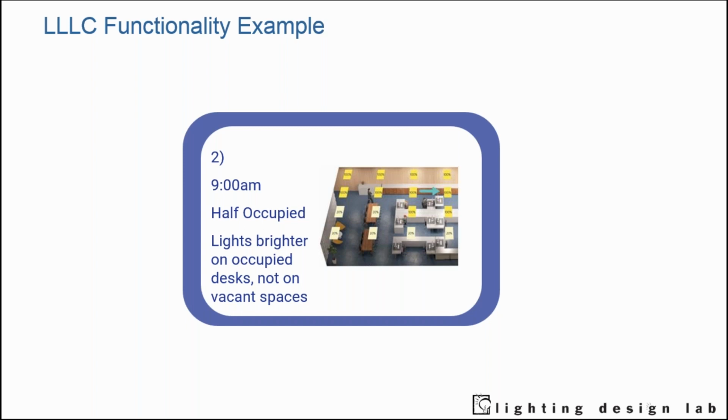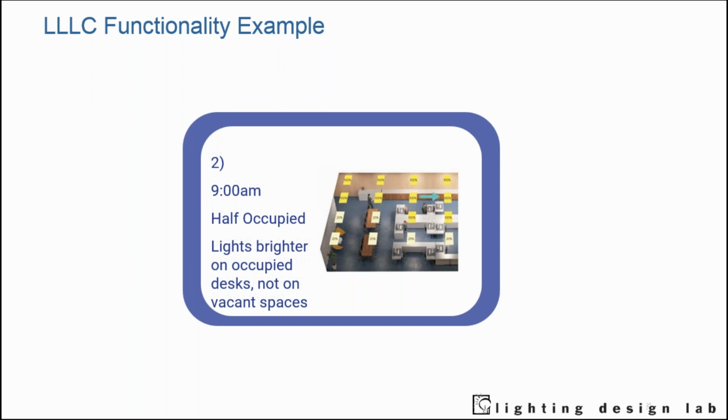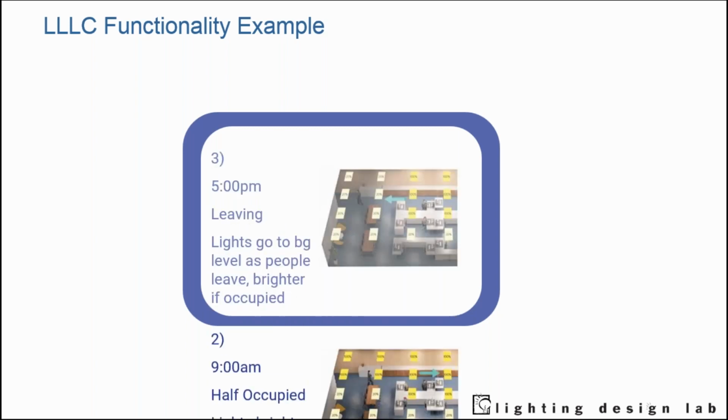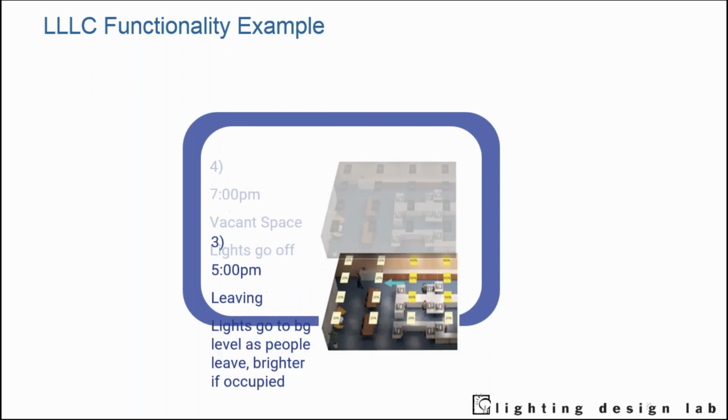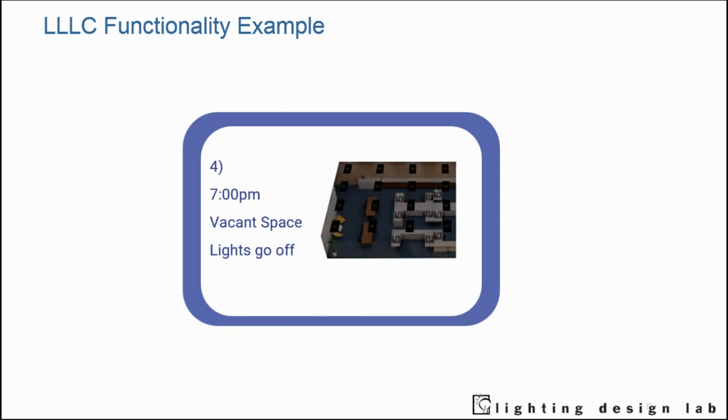But in other spaces where people have not come in yet or are still empty, the lights will be on the background level. So it's not as glary for the people already in the office. It obviously saves energy, but more so it creates a more pleasant experience. On the inverse, as people leave and the areas become vacant, those lights will go back to the background level as people continue to trickle out. And ultimately, when everyone leaves, the lights can go dark.